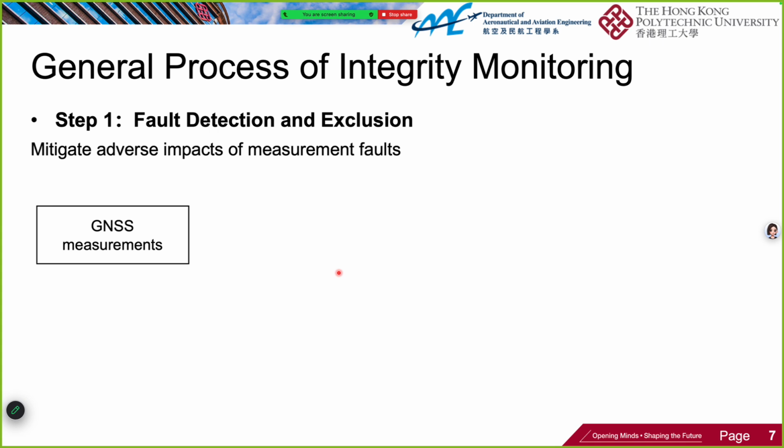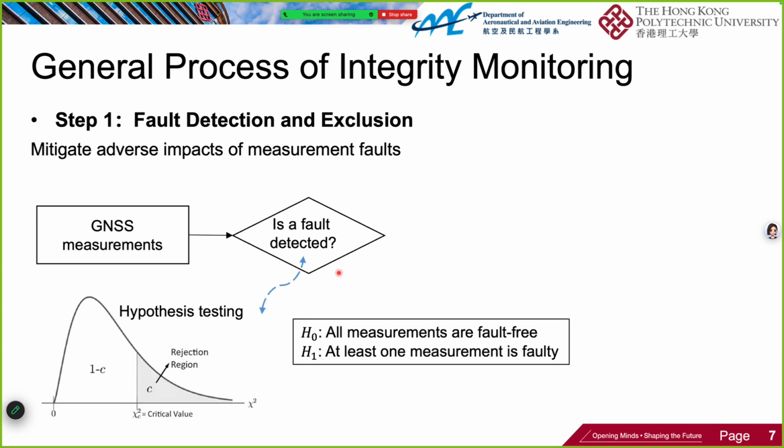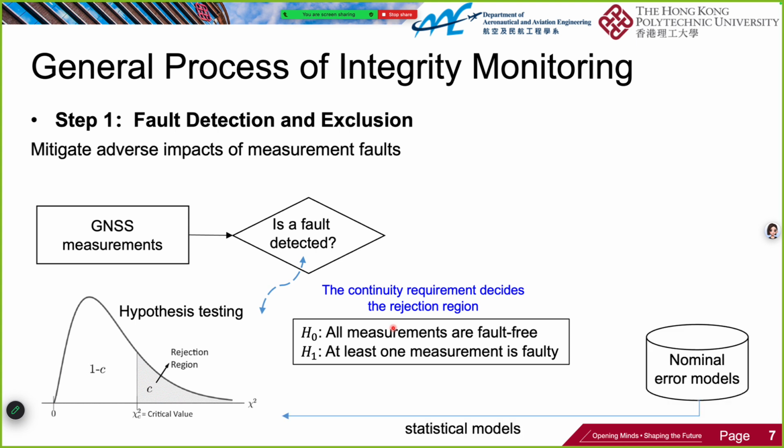We start with GNSS measurements, and we ask whether these measurements are healthy or whether they contain faults. This is usually done by hypothesis testing. The null hypothesis means that all measurements are fault-free. The alternative hypothesis means that at least one measurement is faulty. And the continuity requirements decide the rejection regions. During this process, we need a statistical model, which comes from the nominal error models.